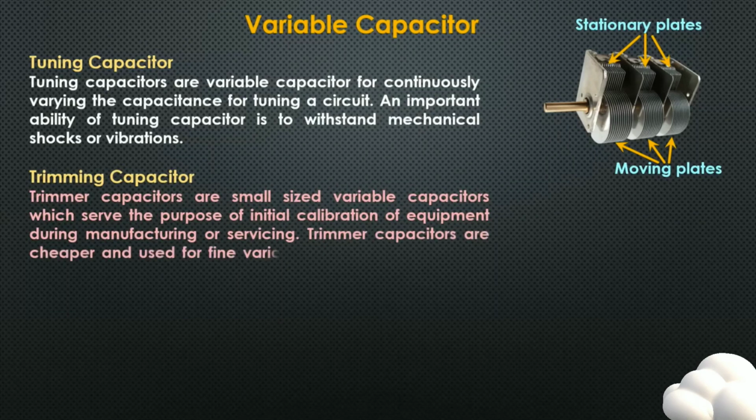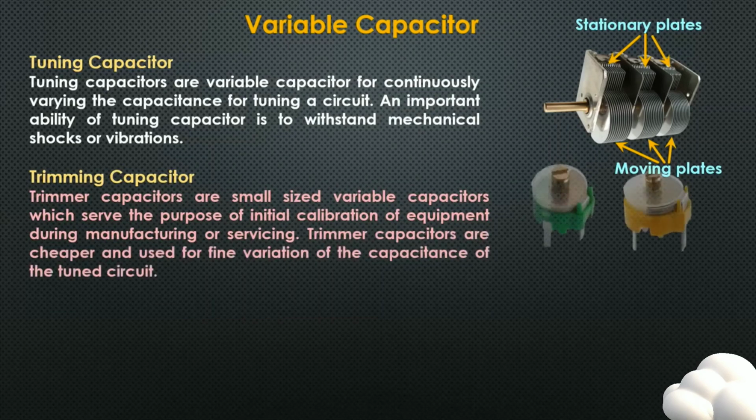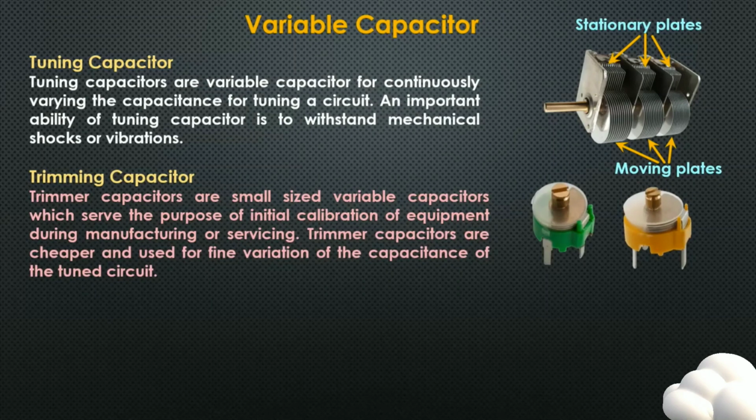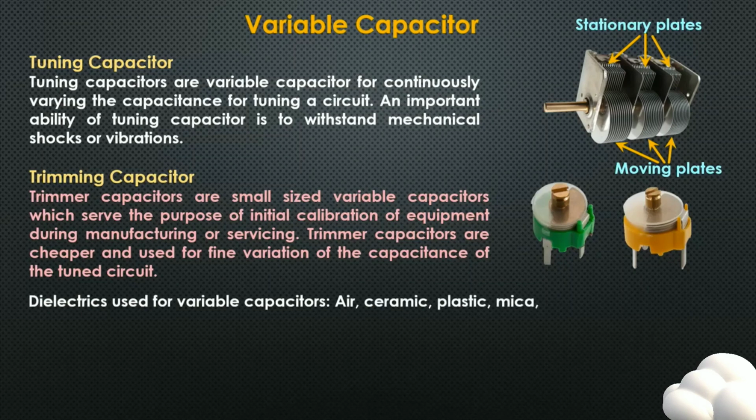Similarly, trimming capacitors are small size variable capacitors which serve the purpose of initial calibration of equipment during manufacturing or servicing. Trimmer capacitors are cheaper and used for fine variation of the capacitance of the tuned circuit. So that is the difference between these two. If you want to vary a capacitance over a higher range, you will use a tuning capacitor. If you need a very small change in the capacitor, then you will use a trimming capacitor.